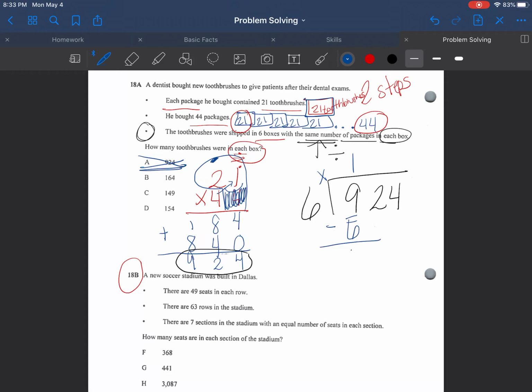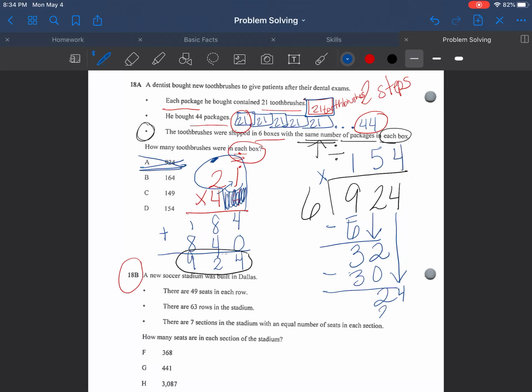6 times 1 equals 6. Now we subtract. 9 minus 6 equals 3. So now I bring down the 2. That gives me 32. 6 times 5 equals 30. 32 minus 30, that would be 2. So now we bring down the 4.